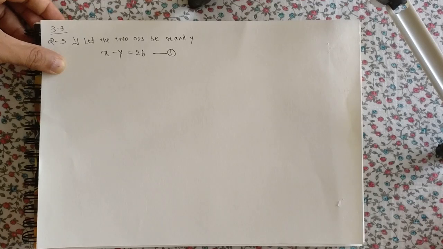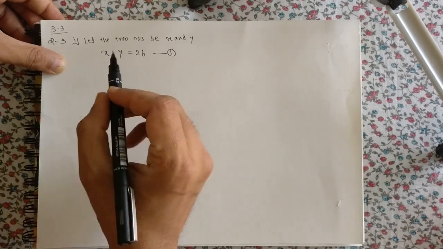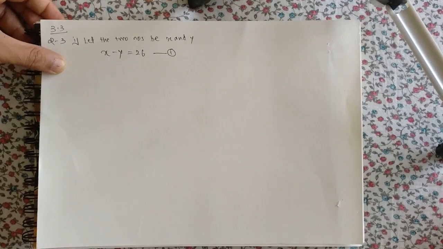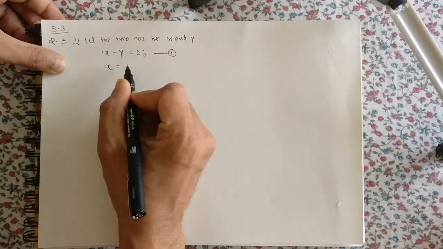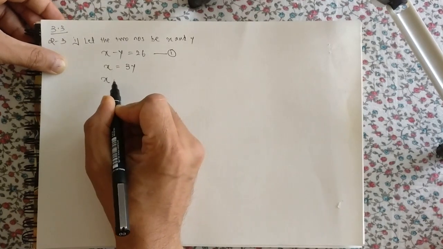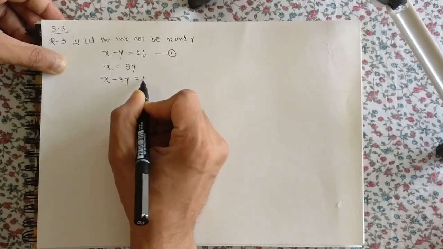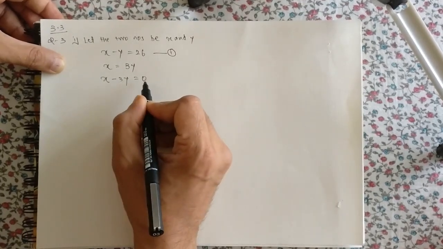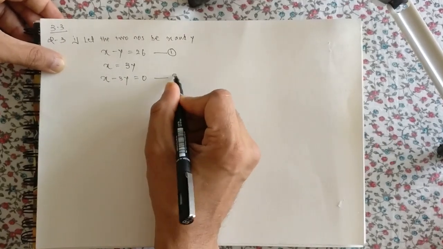The difference between two numbers is 26. And one number is 3 times the other. Out of x and y, which is bigger? Of course x is bigger. So that bigger number is 3 times the smaller, 3 times the other. So x is equal to 3y. That is the second statement which we have got from the question. It gives you second equation, x is equal to 3y, but that's not the equation which we want. So we'll write it in a standard form. x minus 3y is equal to 0. You take 3y that side, here nothing remains. x minus 3y is equal to 0, equation number 2.